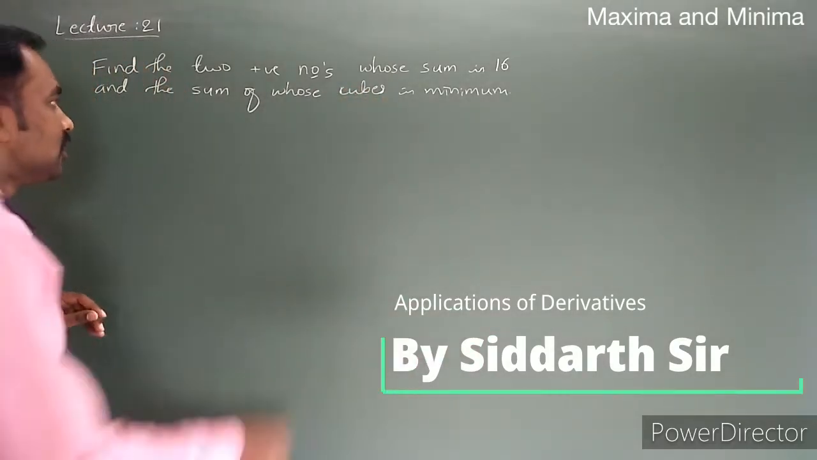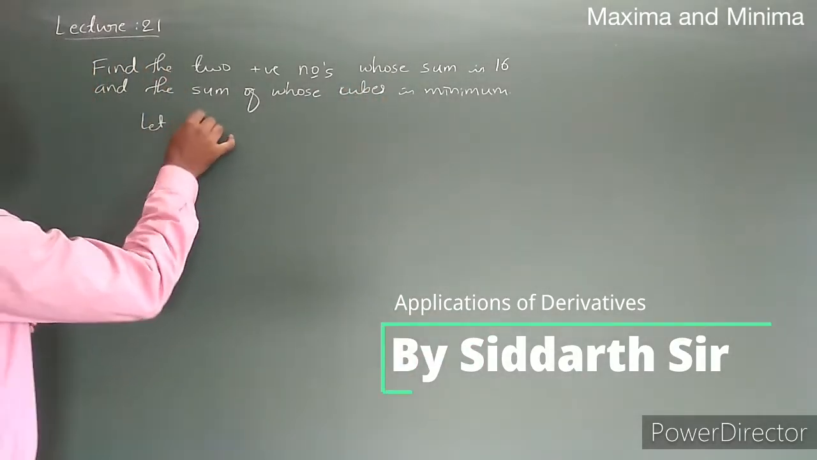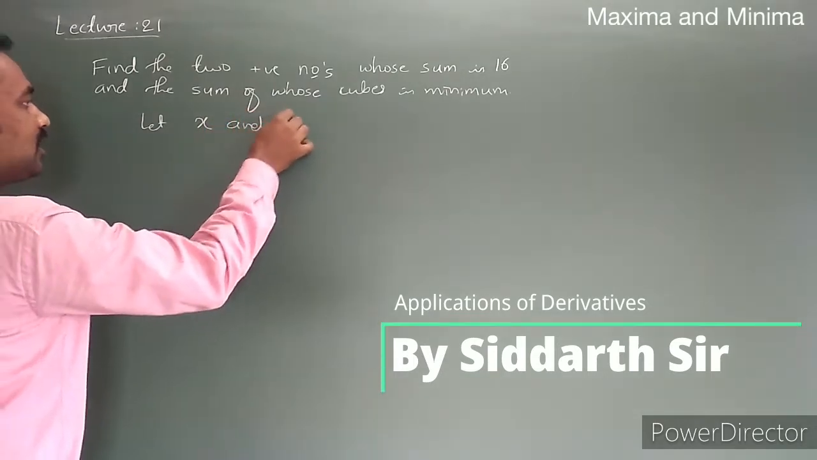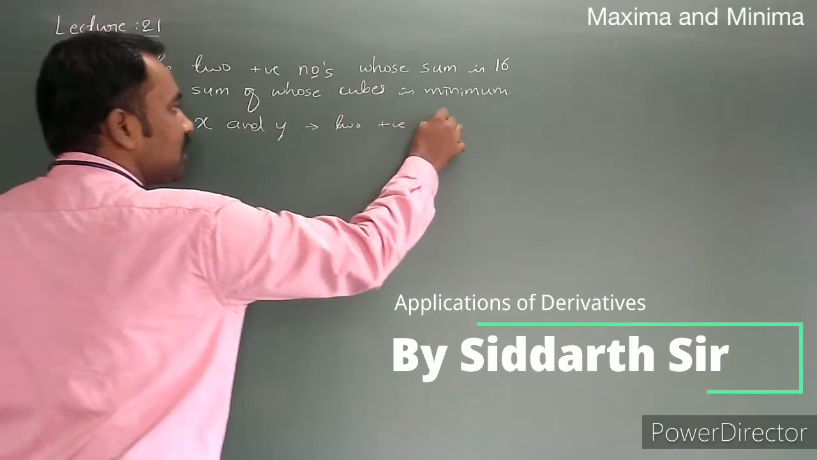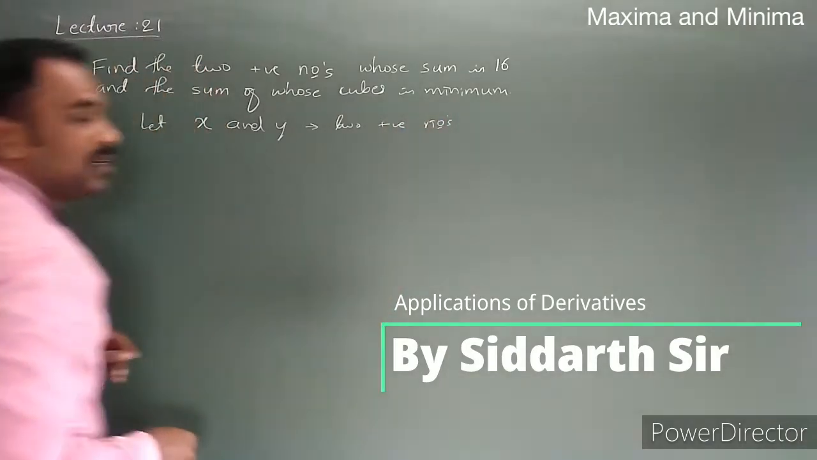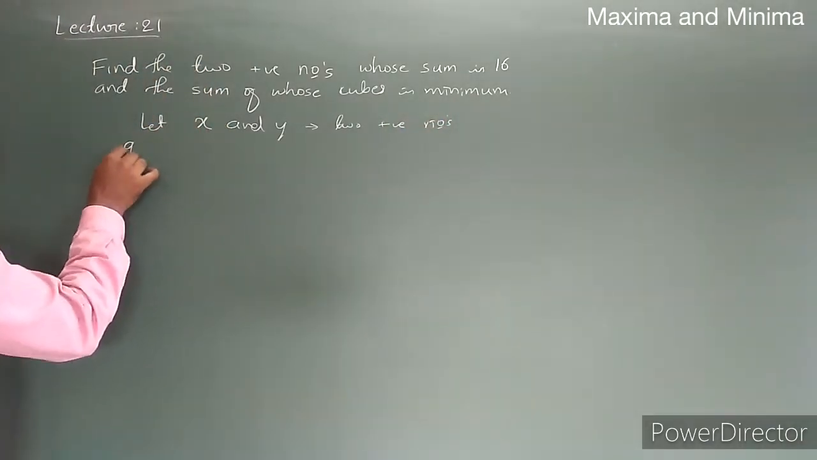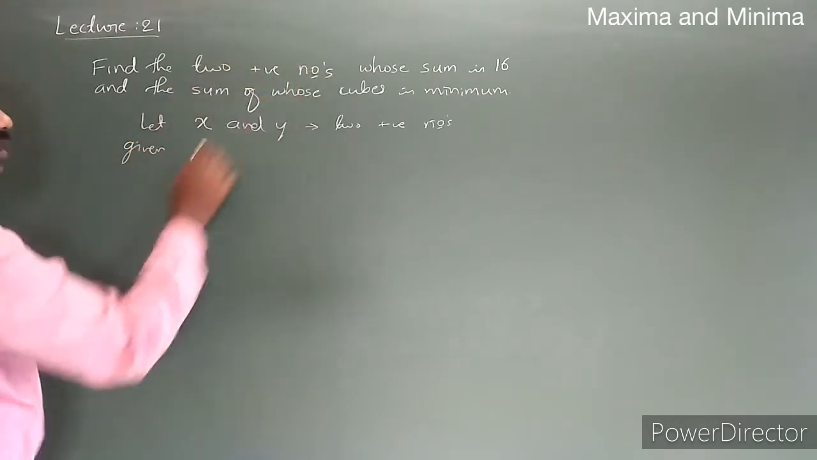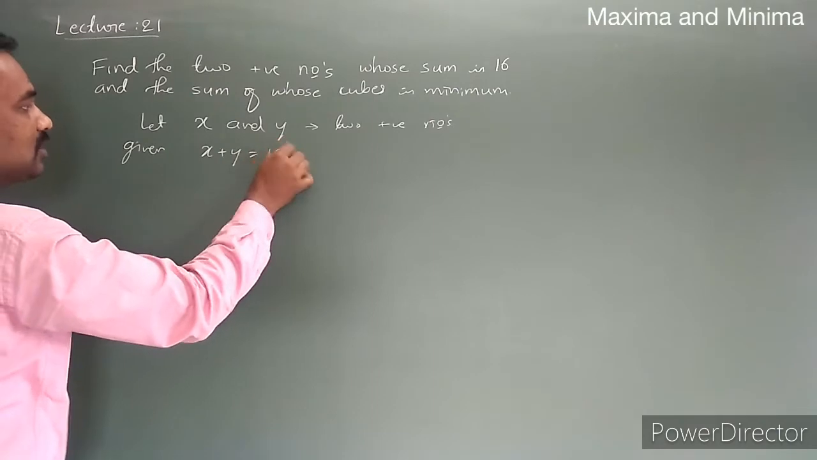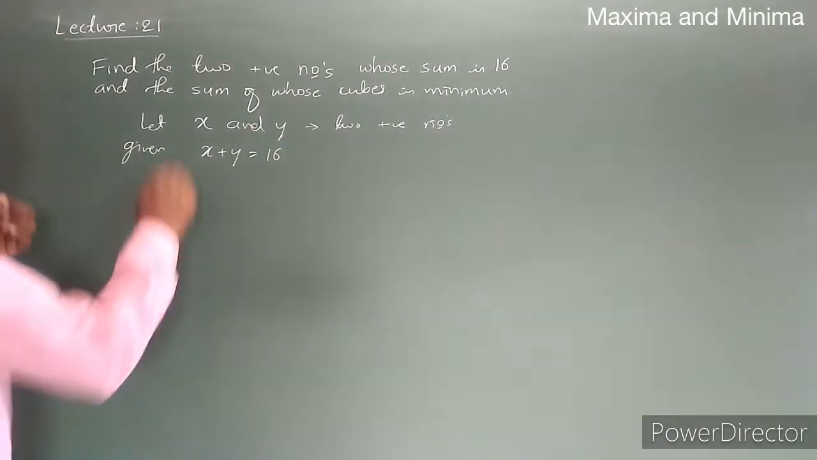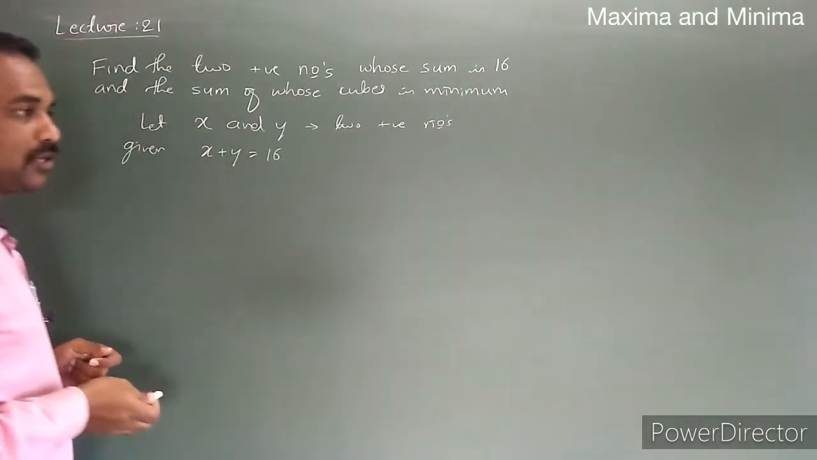So first of all, let x and y be the two positive numbers. Then we are given that their sum is 16. Therefore x plus y is equal to 16. And the sum of whose cubes is minimum.